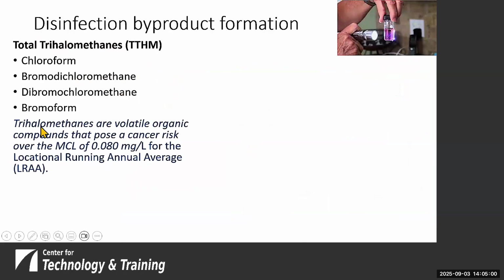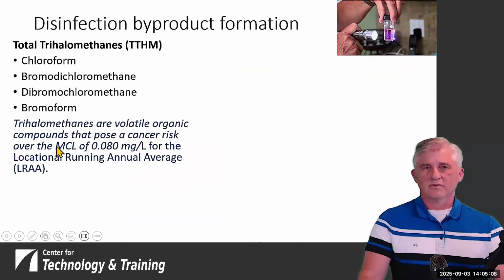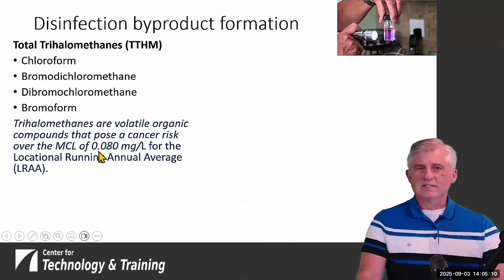But we look at them as a total, and they're volatile organic compounds that are known to cause or pose a concern for cancer. So they set a limit for the total of these four of 0.8 parts per million. And it's based off a locational running annual average.